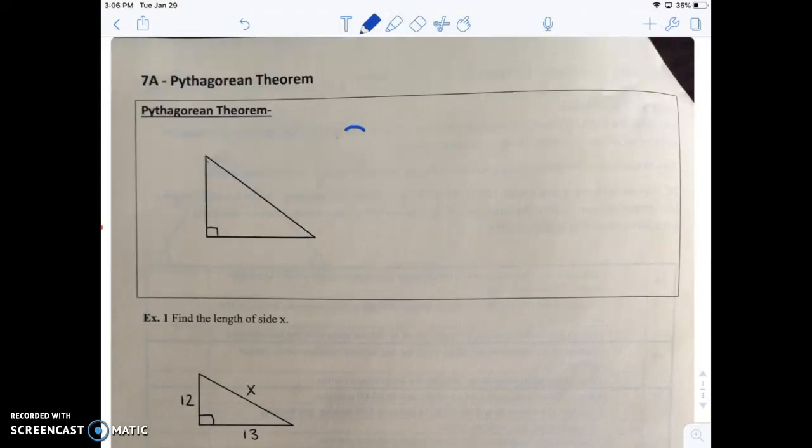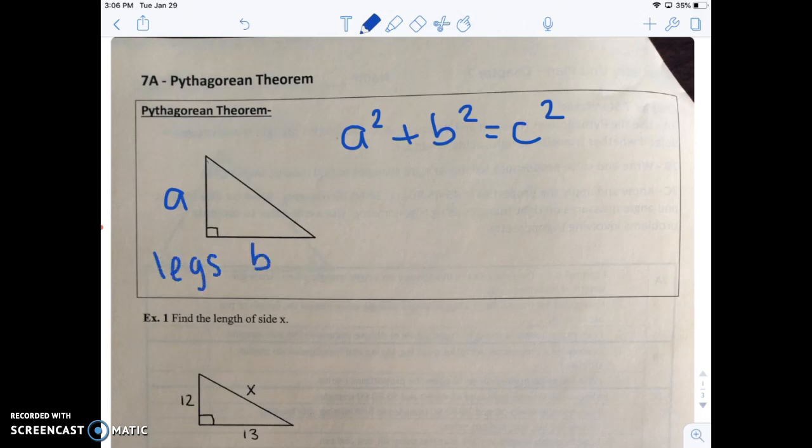Alright, this video is to help you understand Pythagorean Theorem, which is a squared plus b squared equals c squared. You can use it to find any side on a right triangle as long as you know the other two. So, how it works. A and B are the legs of the right triangle.